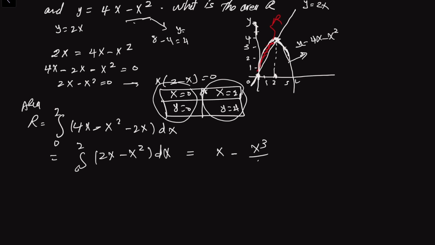X cubed over 3, all this integration from 0 to 2. Okay, let's substitute this. Equal 2. So this is going to be 4 minus 2 times 2 times 2. That's 8 over 3. That's the first substitute for 2. Then minus, substitute for the 0. So it will be 0 minus 0. So basically the second term is 0.